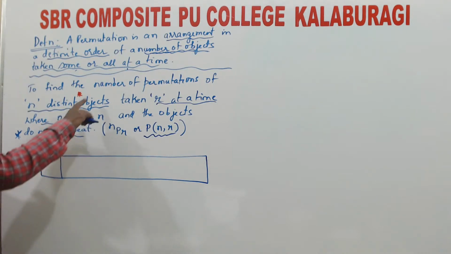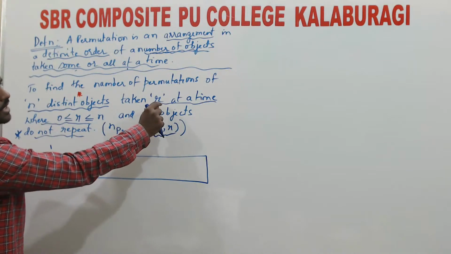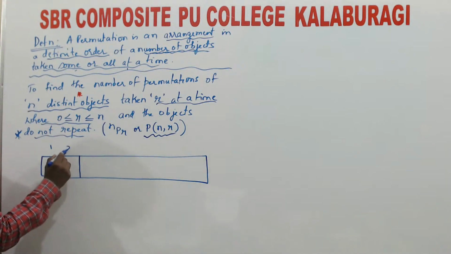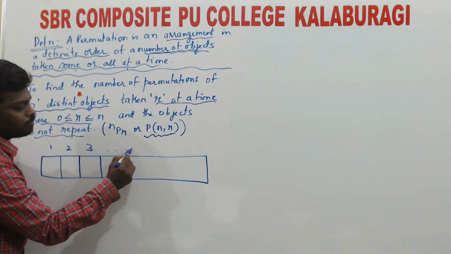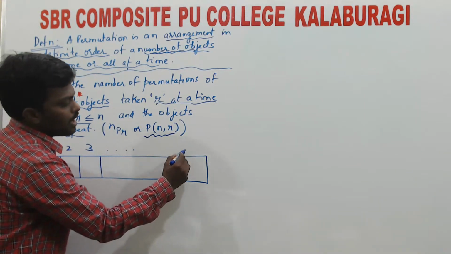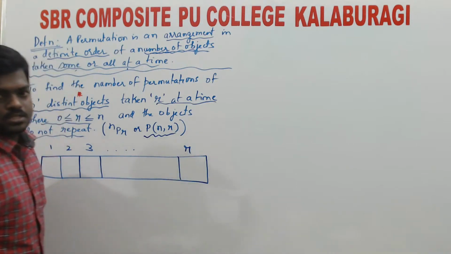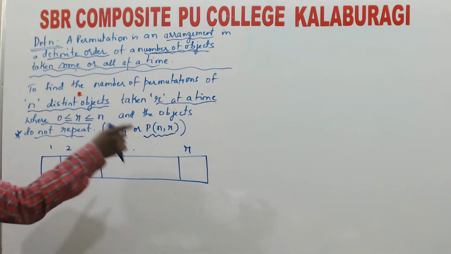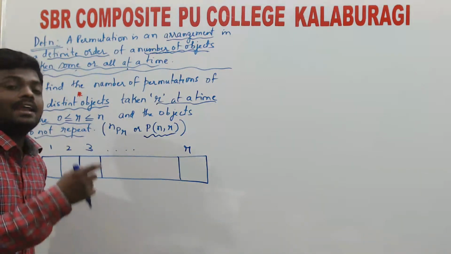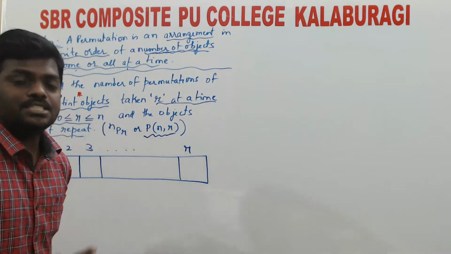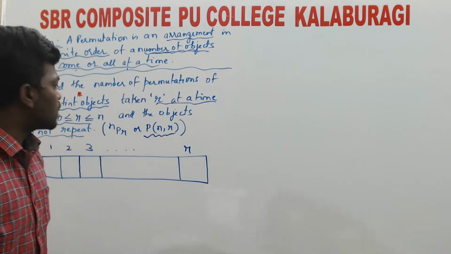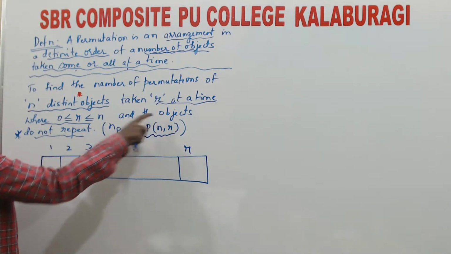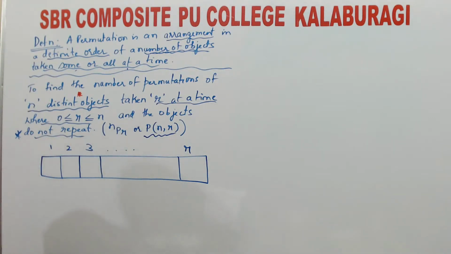This is our first box. How many do we have to arrange? r. This is our second box. This is our third box, and so on up to the rth box. To fill these r empty boxes, how many distinct objects do we have? n. And one more condition is that the objects do not repeat. So let's start with the first one.